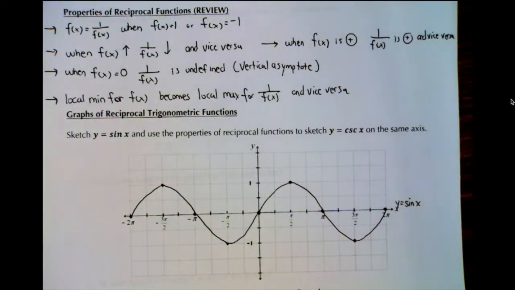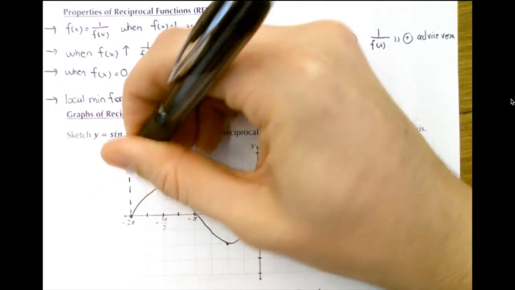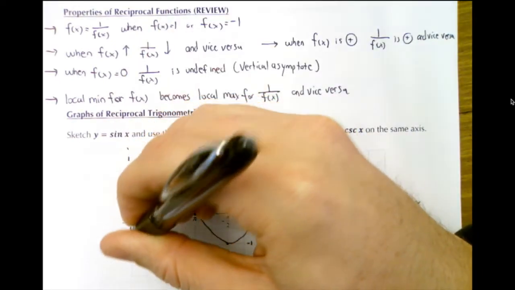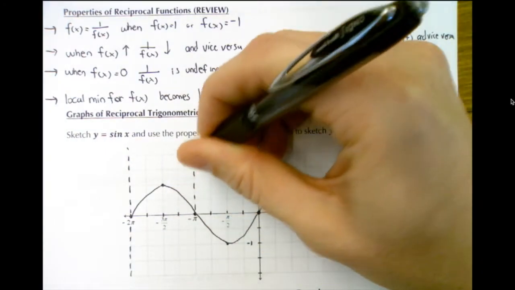All right, and let's look for our properties. Let's start by plotting our asymptotes. Asymptotes are going to occur wherever our original function equals 0. So for cosecant, our original function is sine. The reciprocal is cosecant. So where sine is 0, well, sine's 0 at negative 2 pi. So we've got a vertical asymptote there. Sine's also 0 at negative pi. So we've got an asymptote there.